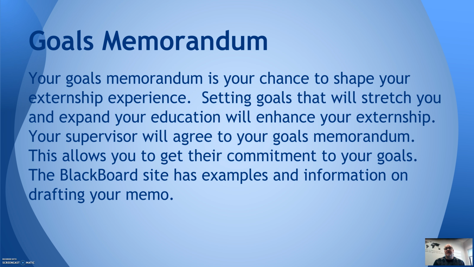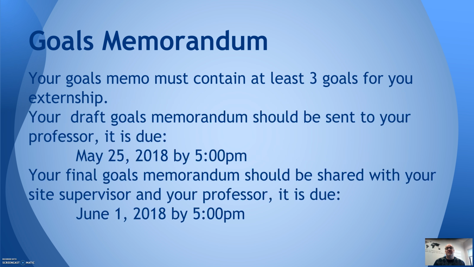After you get settled in your externship, one of your first jobs will be to prepare a goals memorandum. This is your chance to determine your educational goals for the term. You're required to have 3. There are several examples of goal memorandums in the Blackboard page. So you should prepare a memorandum with 3 goals on it. You initially send that to your professor for them to review. That should be done by May 25th at 5 o'clock. And then after they've had a chance to review it, your final goals memo is shared with your site supervisor on June 1st. Your final goals memo must also be posted to the Blackboard page in the Dropbox.